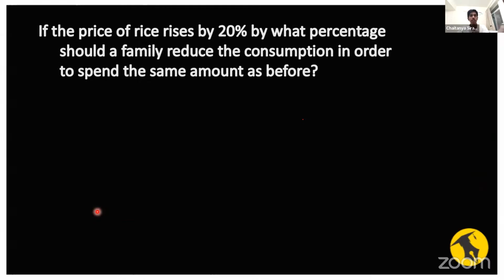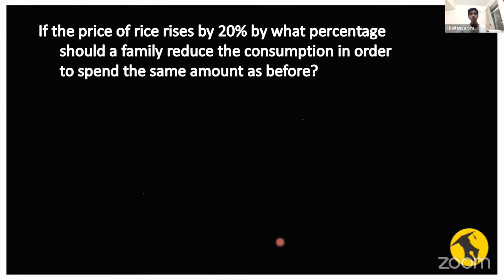All right. Let's have a look at this question. If price rises by 20%, by what percentage should a family reduce the consumption in order to spend the same amount as before? All right, this is a very easy question if you get the concept clear.